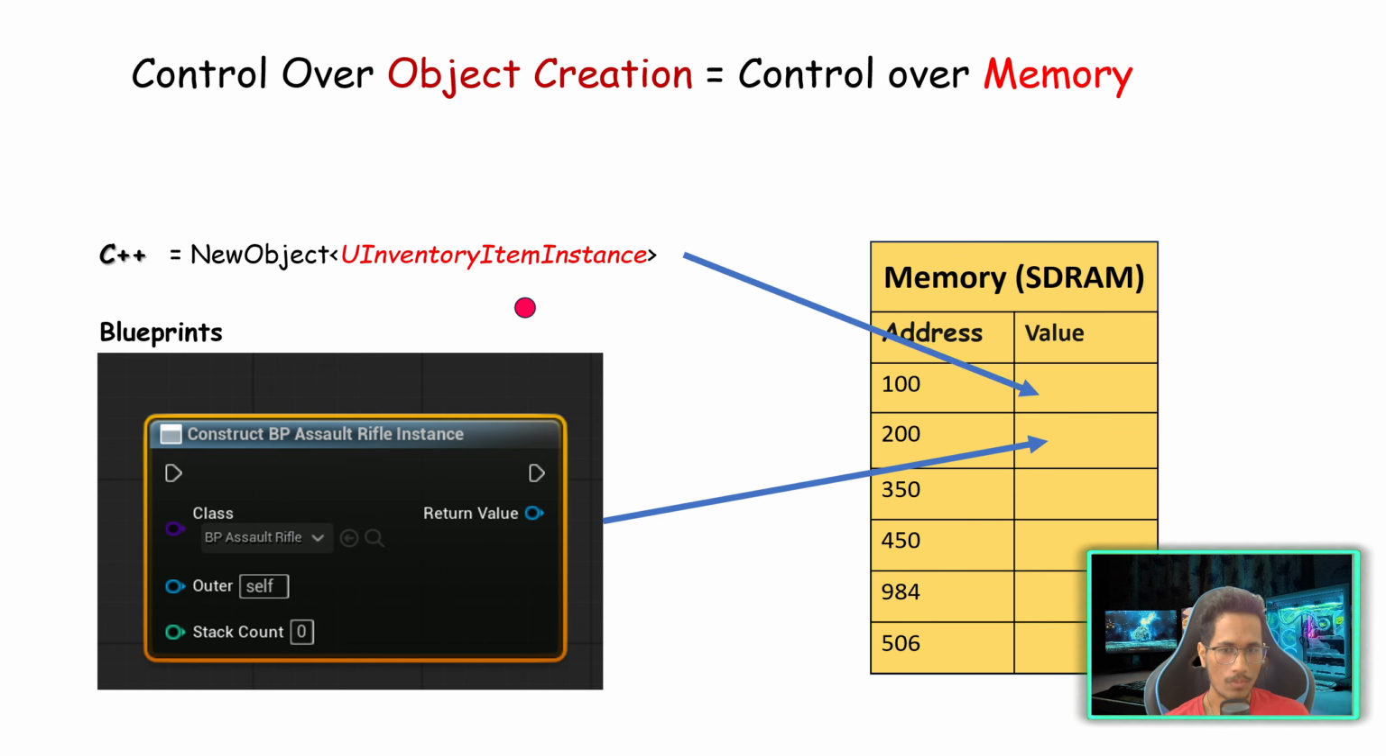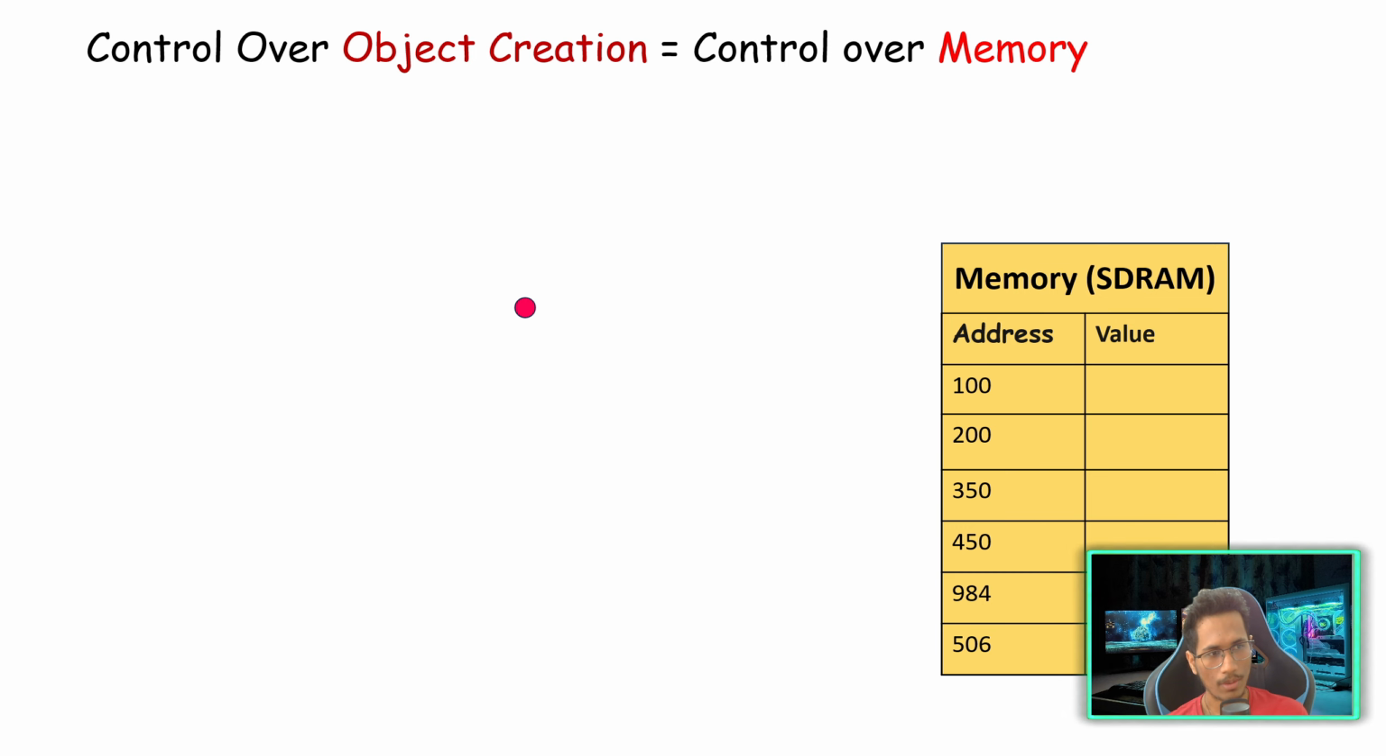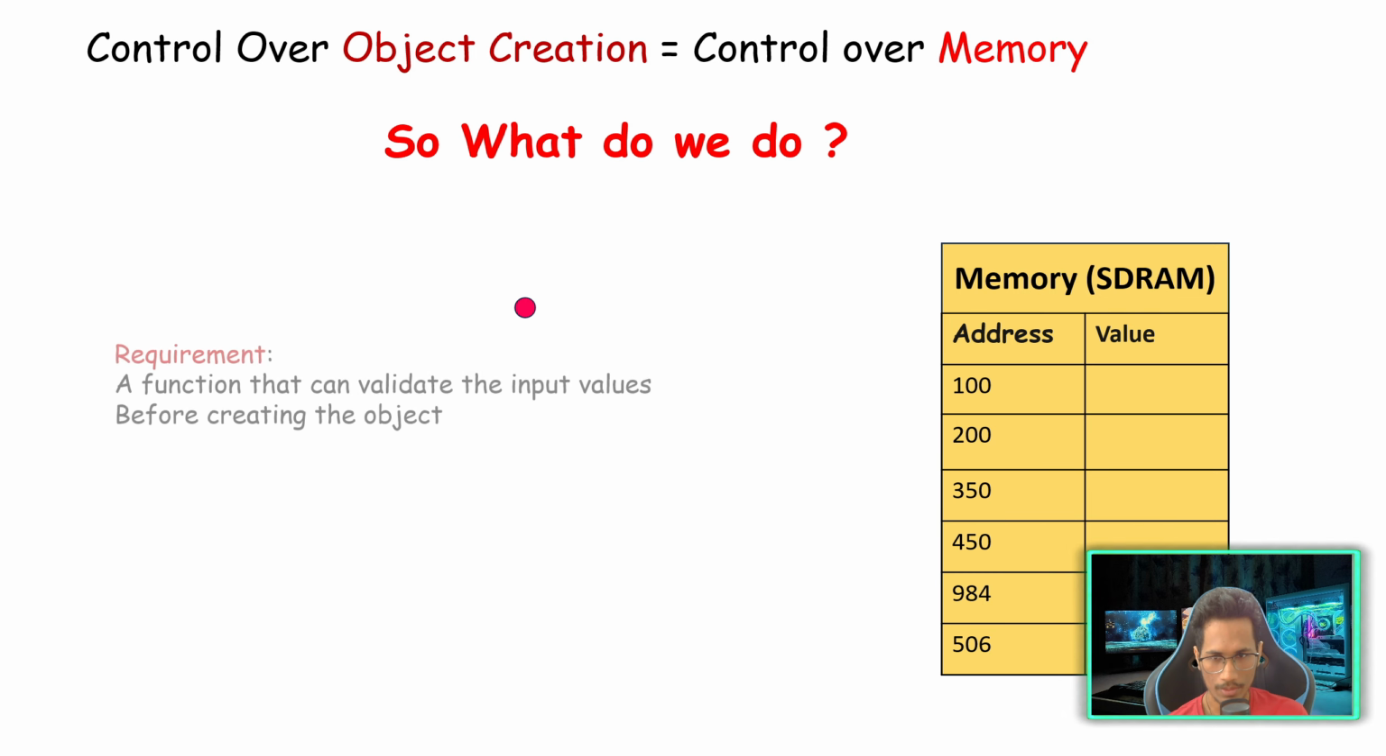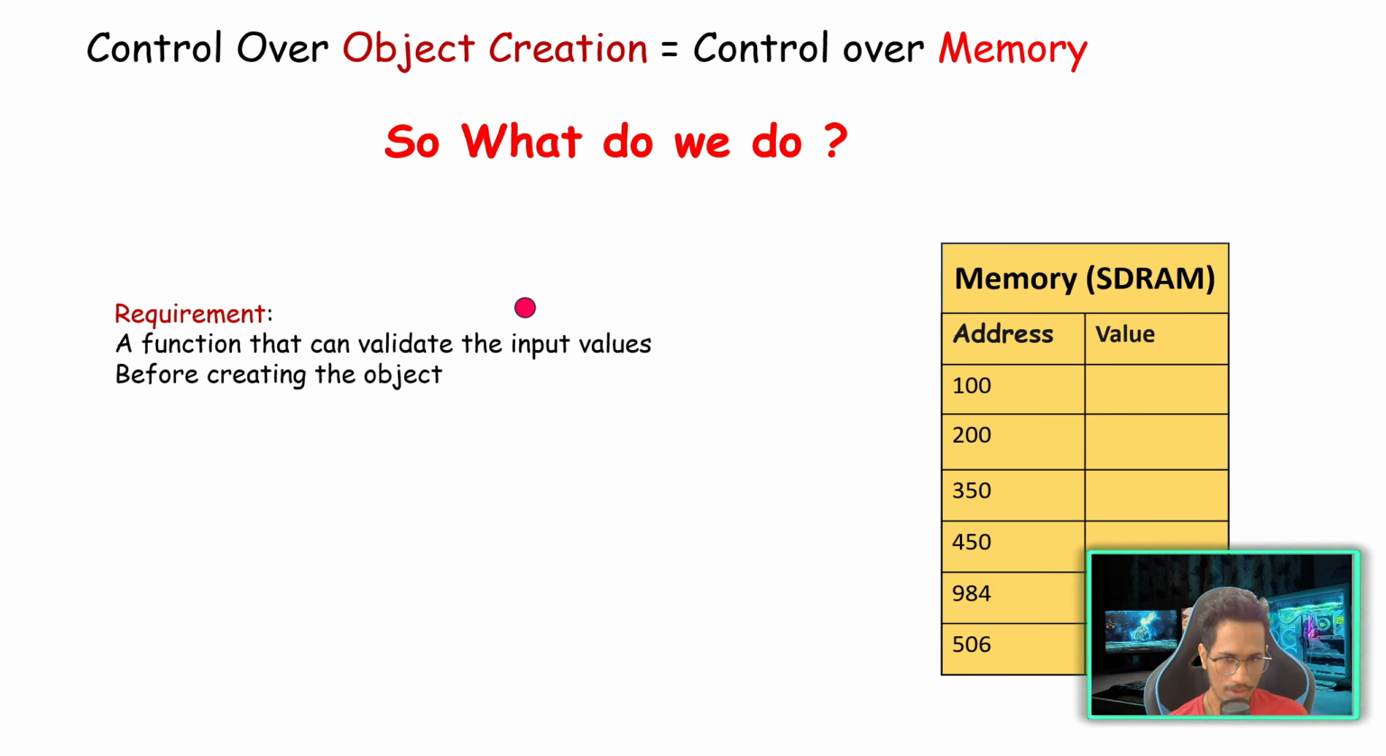So we do not want to allow creation of an object if the data input is not valid. So what do we do for this? Let's understand the requirement. We want a function that can first validate all the input values that are crucial, or basically required, for the object. Then, if those values are okay, we will create the object and put the values in. But there is a problem.